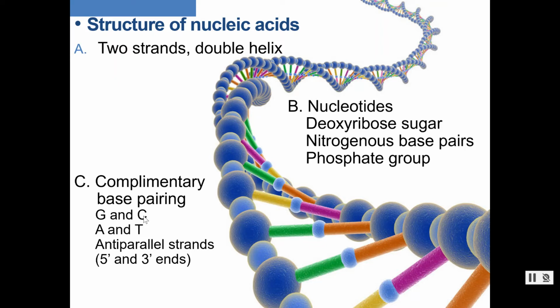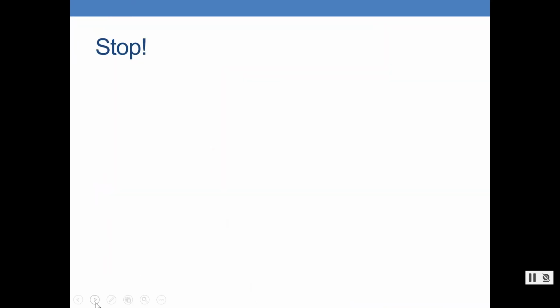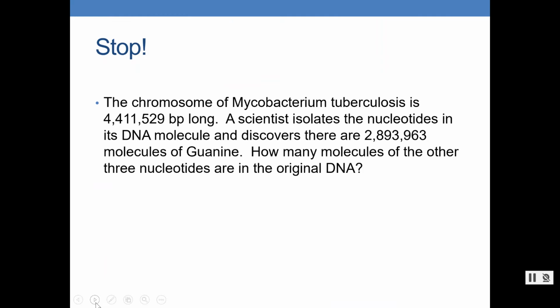How do you remember that? I've heard students tell me cars in the garage, apples on the trees, whatever helps you to remember that G's and C's always pair and A's and T's always pair. All right, we're going to come back to the anti-parallel strands. We know it's made up of 2 strands, but we're going to come back to the anti-parallel part in the future. But the next thing I want you to do is to actually work through this problem.